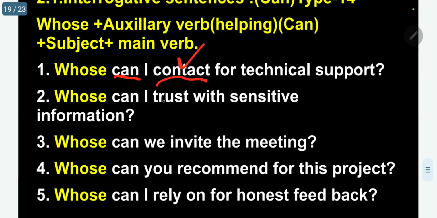Whose can I trust with sensitive information? Can, auxiliary, trust, main verb. Whose can we invite? Invite, main, can, auxiliary. Whose can you recommend for this project? Recommend, main verb, can, auxiliary. Who can I rely on for honest feedback? Rely, main verb, can, auxiliary.